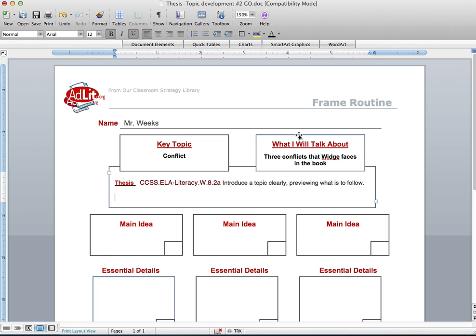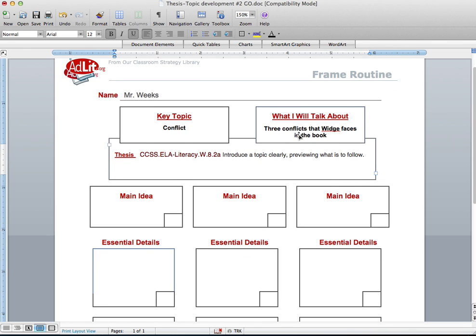Good. Now that you've finished, we are going to take a look at main ideas. Now, what I want you to do is I want you to think back in the book and think of any big problems that Widge has in the story. So make sure that as you identify some conflicts that Widge faces, that you don't look at little things.